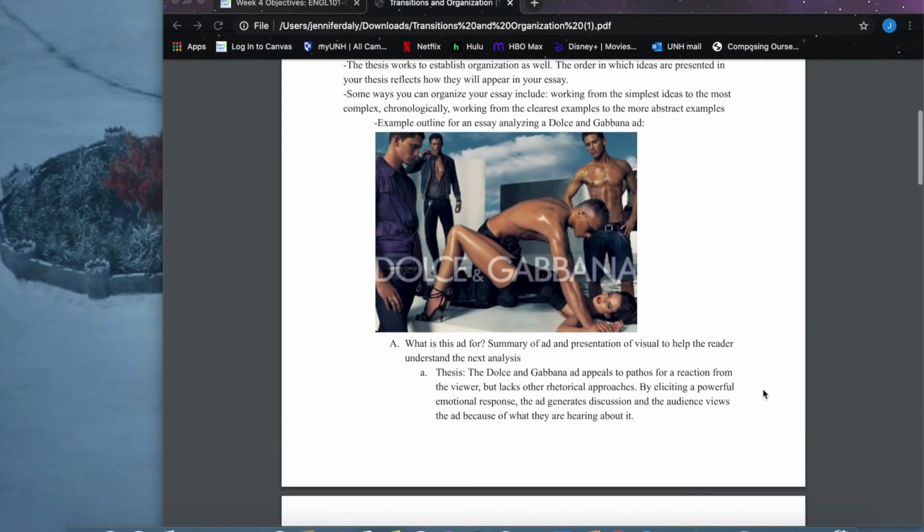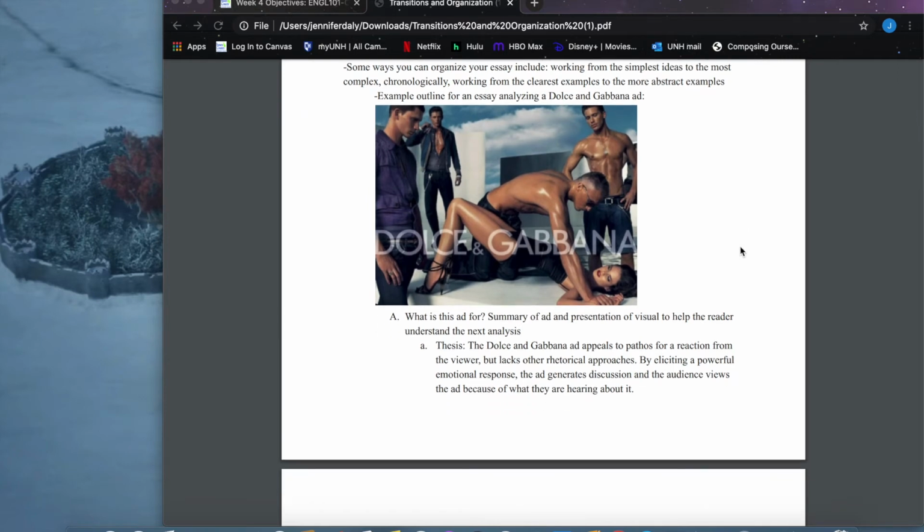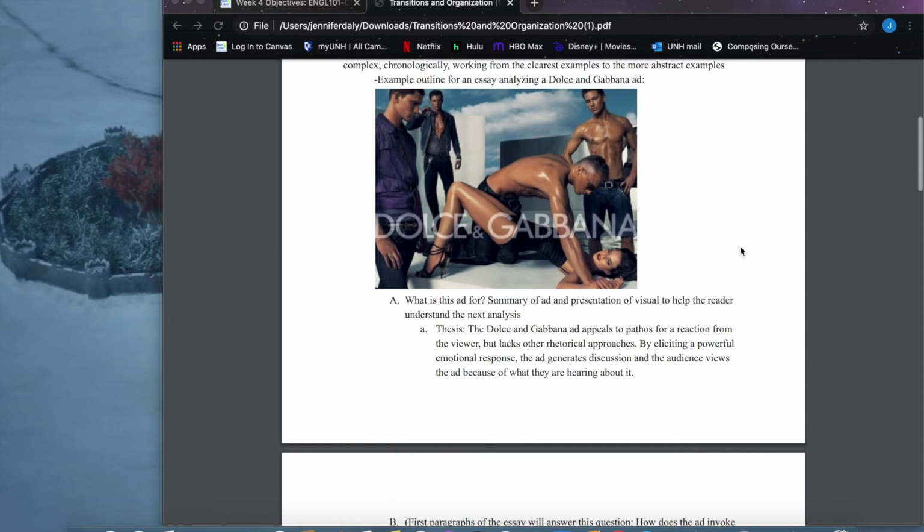All right, so we've got an example outline here for a rhetorical analysis of this Dolce & Gabbana ad. Hopefully this will serve as both an example of how to organize your essay and how to create transitions, but also what I'm looking for in essay 2.